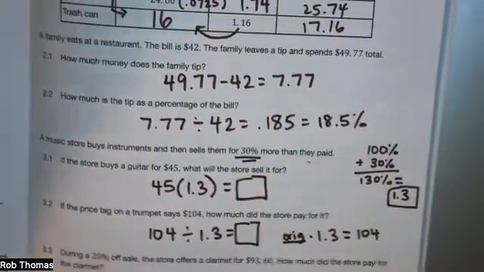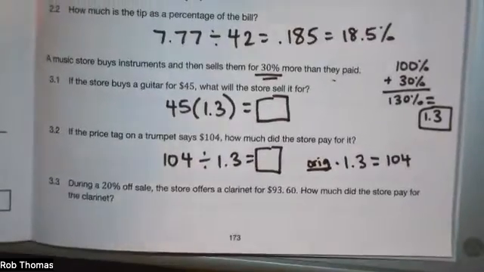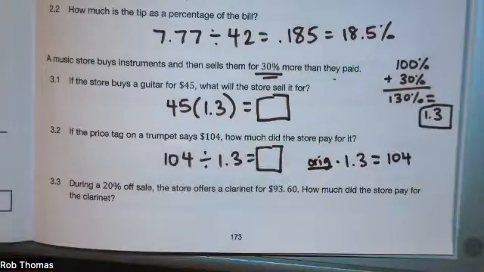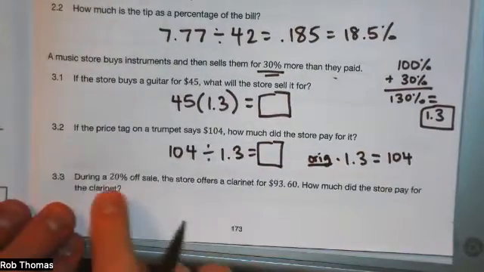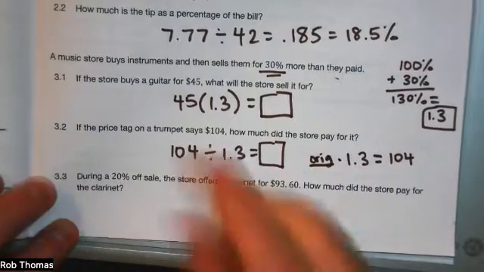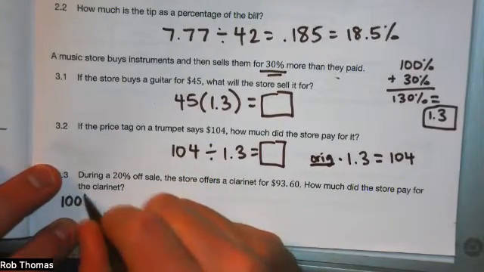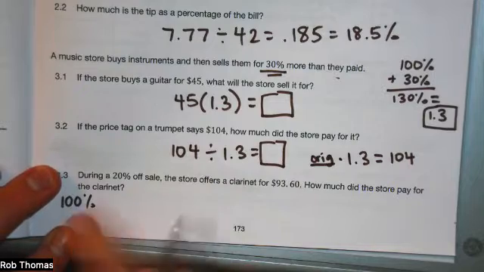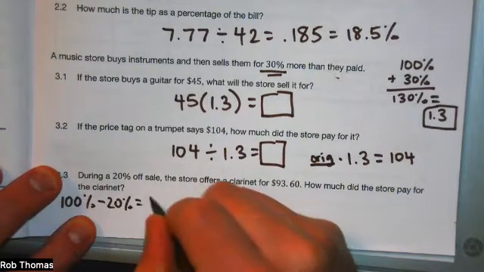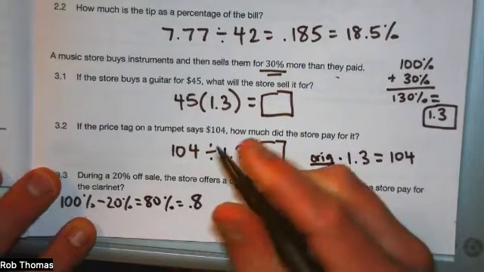Okay, and then the last one here at the bottom of the page is a two-step one, similar to the Desmos percents machine lesson, where they have 2-stage machines. This has 2 stages. It says during a 20% off sale. So first of all, I'm going to handle this 20% off. The regular price is 100%. When you take 20% off of that, you have 80%, which equals 0.8.